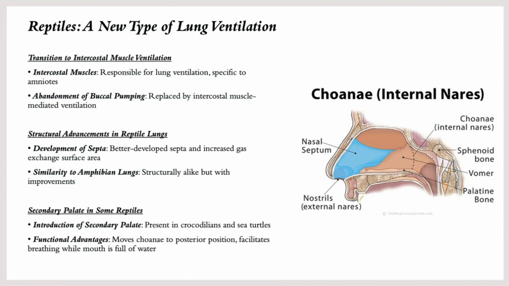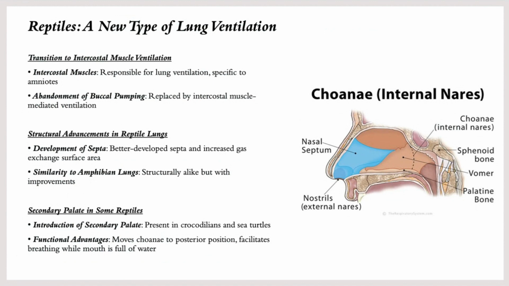Intercostal muscles were seen for the first time in the amniotes, and as I said, the intercostal muscles replaced buccal pumping. The septa became better developed, so there was a better separation between the bronchioles and the alveoli, which increases the gas exchange surface area in the alveoli. The amphibian lungs and the reptile lungs are structurally similar, but there are some improvements in the reptile lungs.